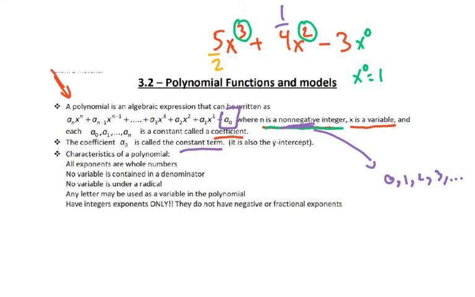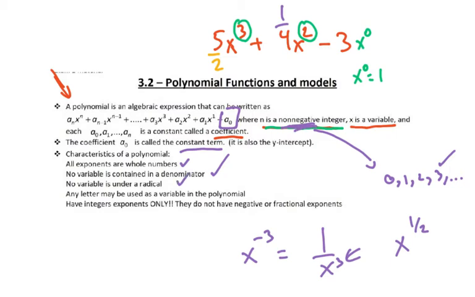What are the characteristics of polynomials? They're all whole numbers, which we just mentioned earlier. No variable is contained in the denominator. So what that means is you can't have a negative exponent, because if we have something like x to the negative 3, that's the same thing as 1 over x cubed, and that would be a variable in the denominator. No variable is under a radical, so you can't have something like x to the 1/2. This goes back to the non-negative exponents, so you're aware of that.